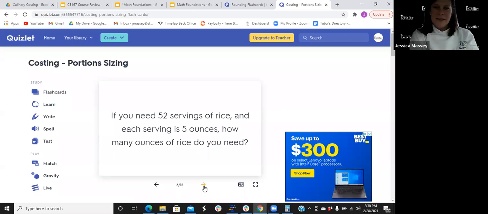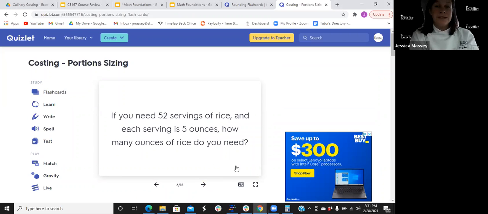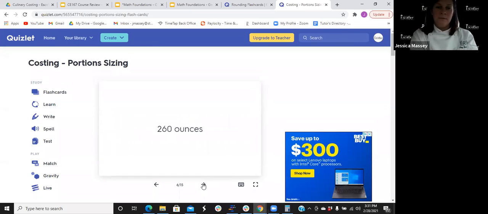You may be right. Nice job. So with that one, to go back to that math problem itself, you would take your 52 servings and multiply it by your 5 ounces. And that's how many you would get: 260 ounces is how much you would need.